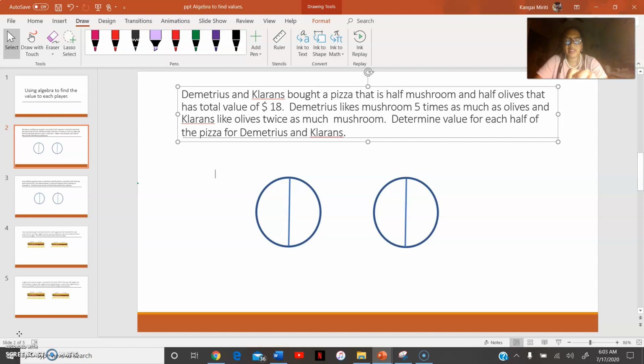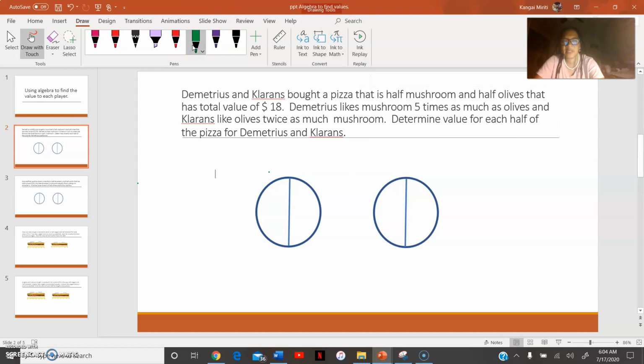So this time we're not given how Demetrius and Clarence value each half of the pizza. So let's use these pictures to help us put all this information together. So what do we know about this pizza? It's half mushroom and half olives. And let's let this pizza over here represent how Demetrius values the pizza, and this part over here represent how Clarence values the pizza.